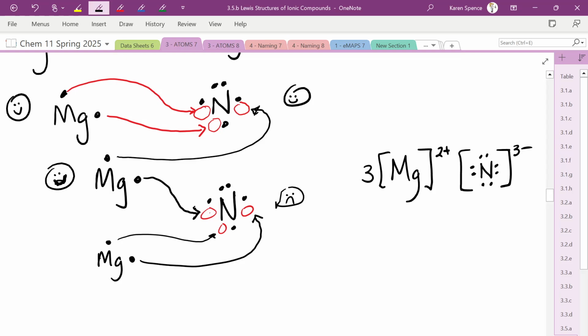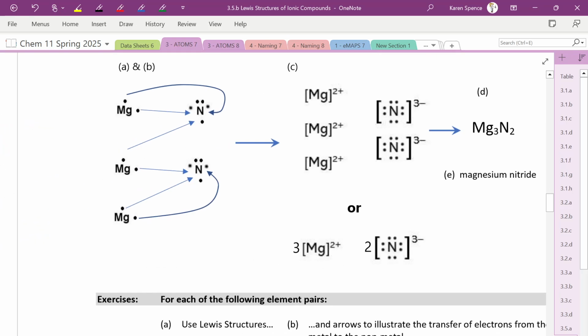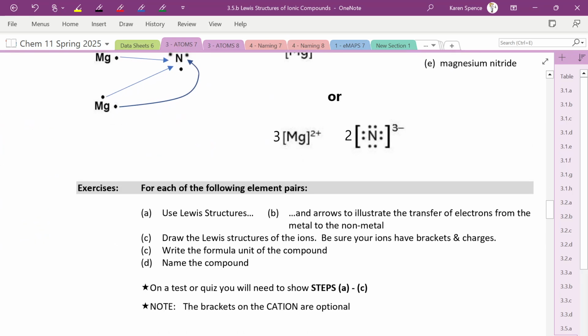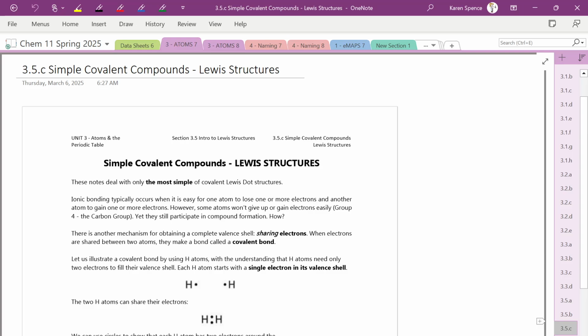Austin, you look like there might be something bothering you with that. Because you're like, I don't know about that. Yeah, there are 2 nitrogens. We need to have 2 nitrogens. Okay, so either draw them all out or write the numbers in front of them. So that is finishing up with ionic ones. We're not going to do any practice right now. I'll let you do some of those for a little later on. For now, we are going to go on to simple covalent compounds.